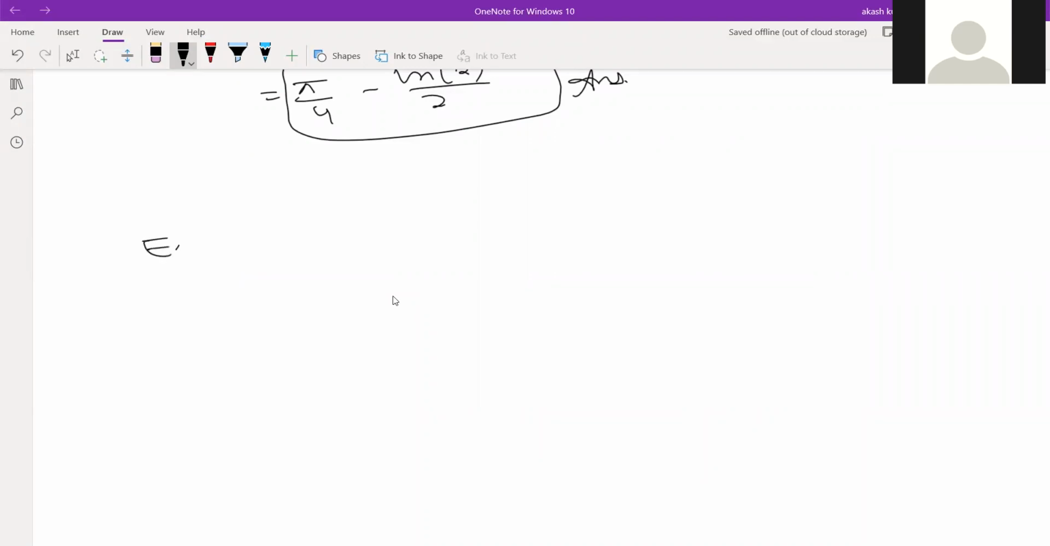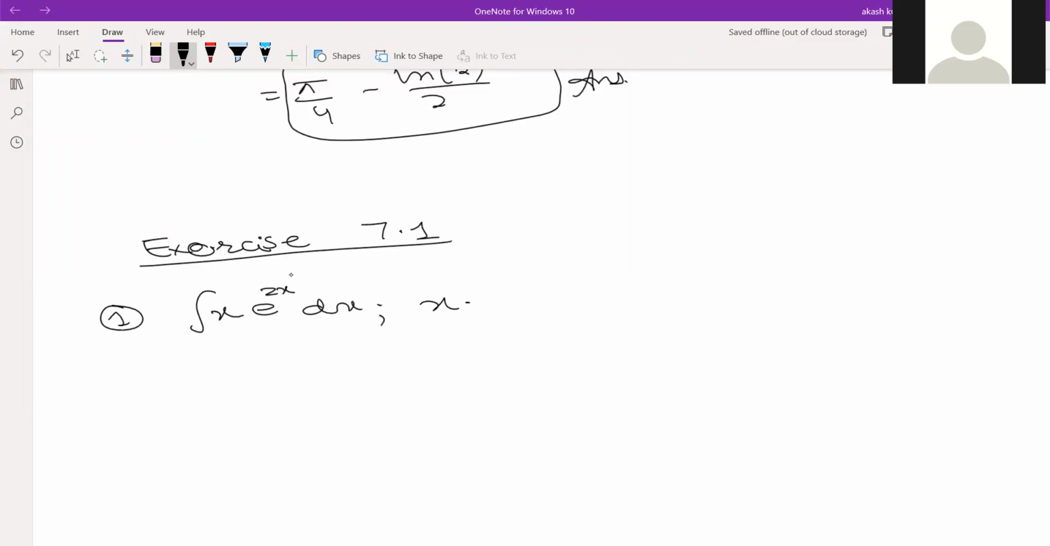So exercise 7.1, and its question number 1 is the integral of x e raised to the power 2x dx, and they have given us that u is our x and dv is e raised to the power 2x dx.